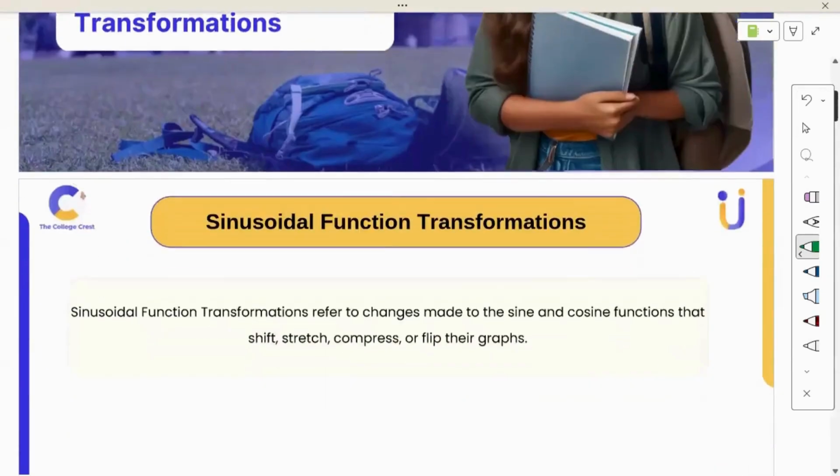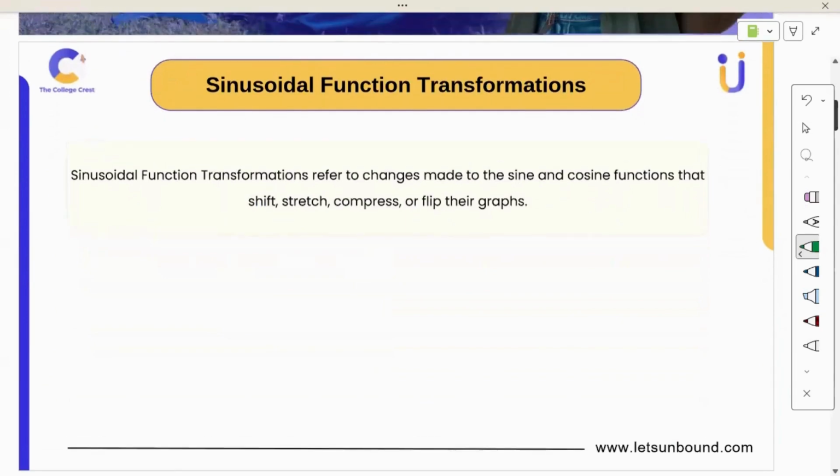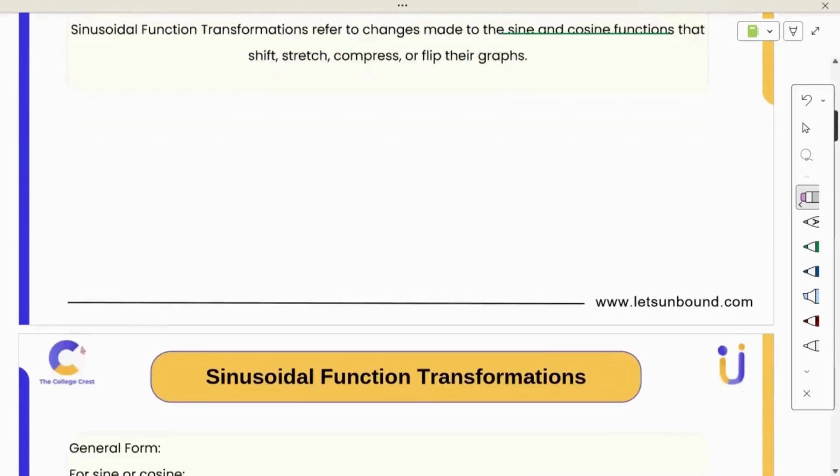Sinusoidal transformation refers to changes made to the sine and cosine functions. Usually the transformations are the same: shifting, stretching, compressing, or flipping, like reflection, dilation, and shifting in the sense of translation, right? All the rules will be the same as we did for polynomial functions and exponential functions. Any functional transformation will follow the same rule, and it applies for sinusoidal too, right?